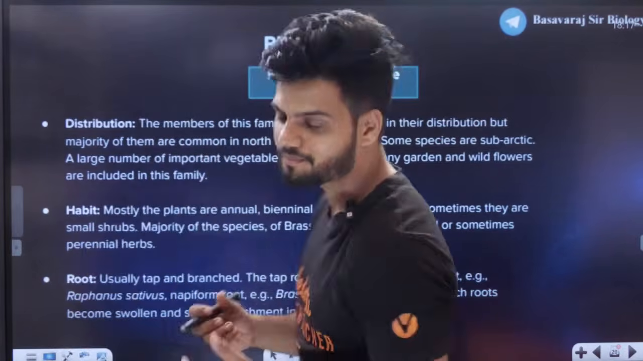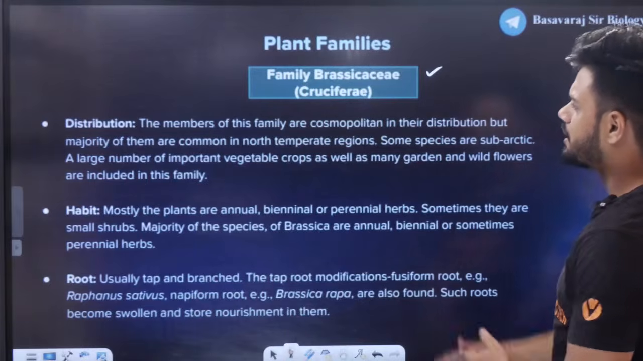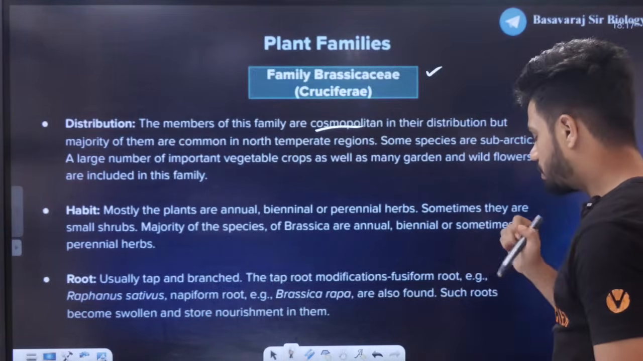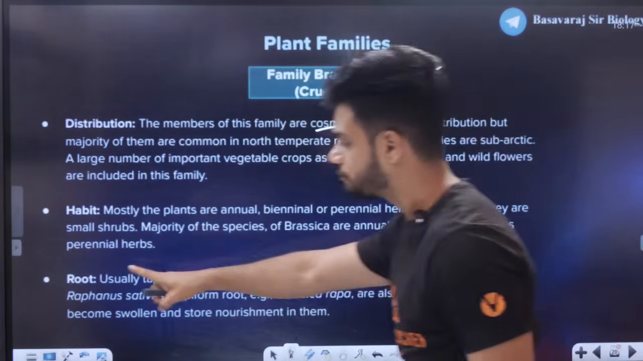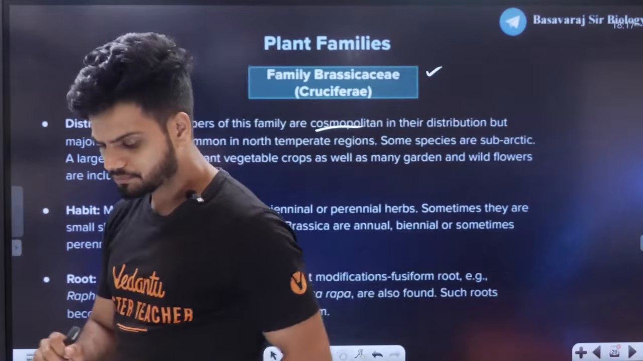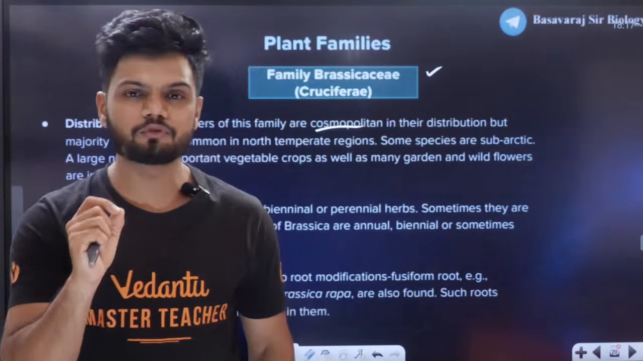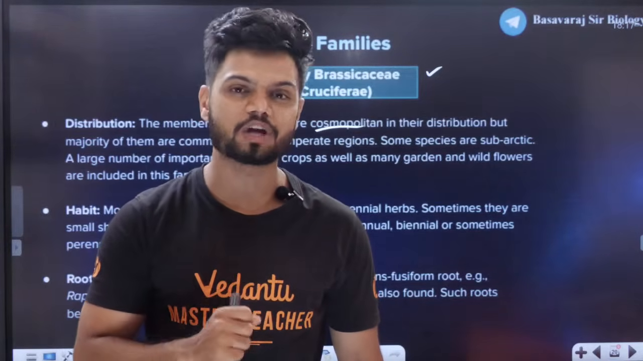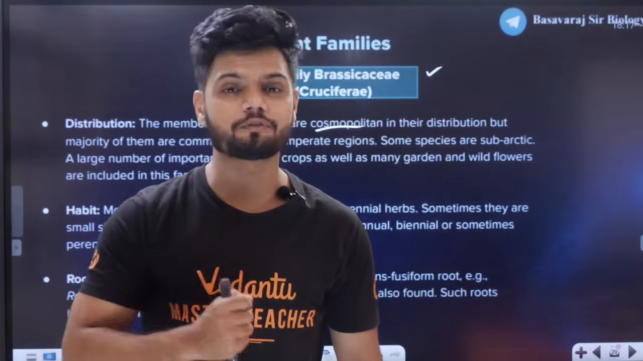Now, next is your Brassicaceae family. Distribution is cosmopolitan, meaning it can be found everywhere. But let me tell you what is more important here. The most important part about Brassicaceae is the root modification. Students, how many of you remember the root modification we learned in the morphology chapter, the taproot modification?